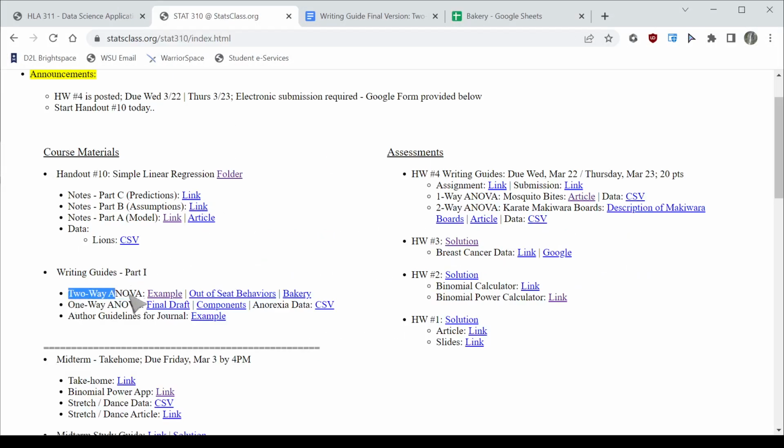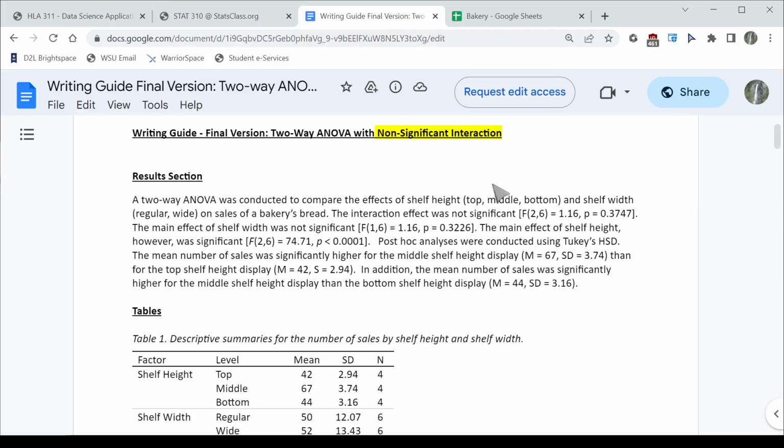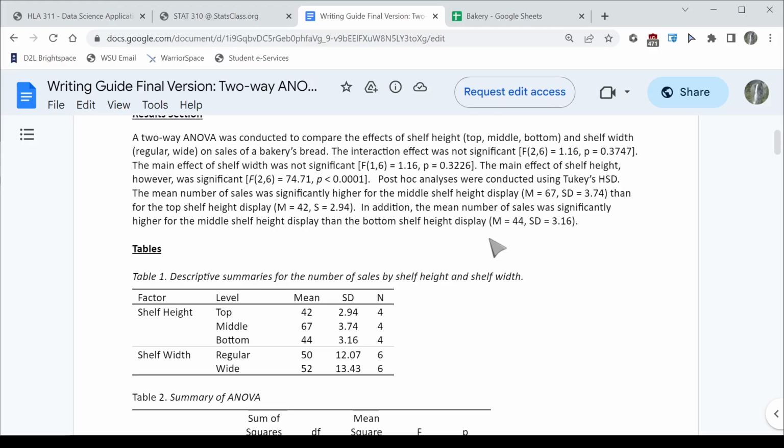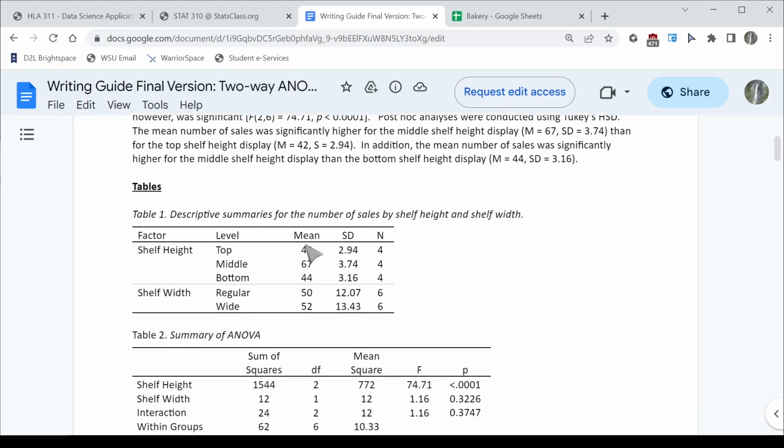So this concerns the two-way ANOVA writing guide with the example that we talked about. And one thing that's unique about the two-way ANOVA is that the outcomes look a little bit different depending on whether or not I have a significant or non-significant interaction term. In this first example, I have a non-significant interaction term. And I wasn't clear exactly how table number 1 was constructed when I talked about this in class.